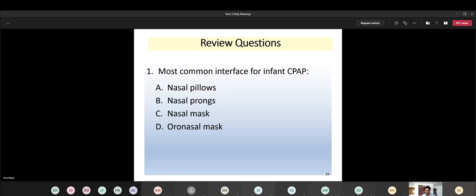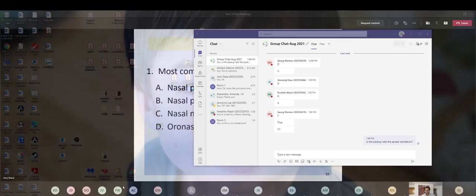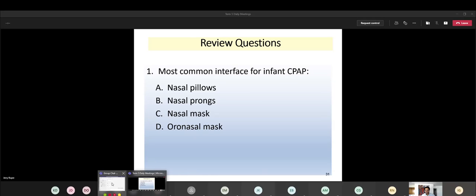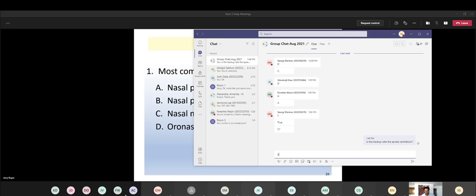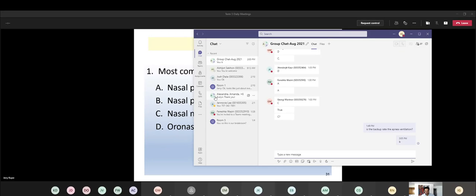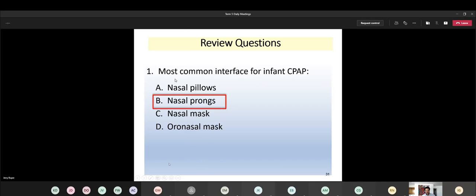Now the questions. What would be the most common for CPAP? Those prongs, that's almost like the gold standard. But just know that those prongs do tend to cause a little bit of problem with the skin over time.